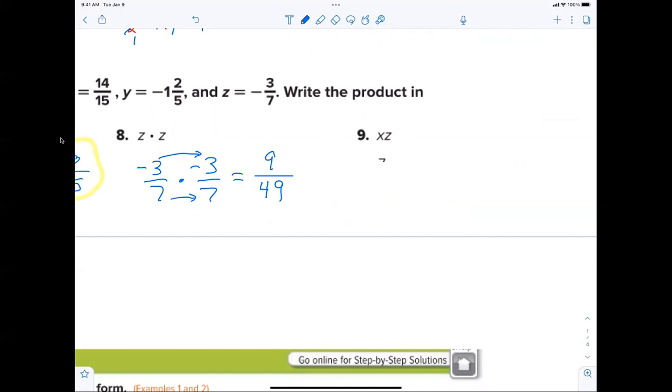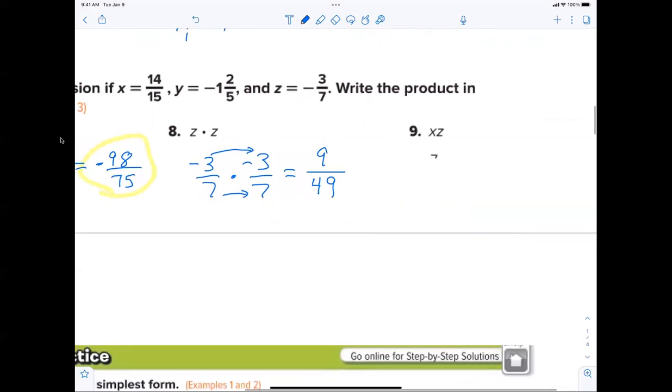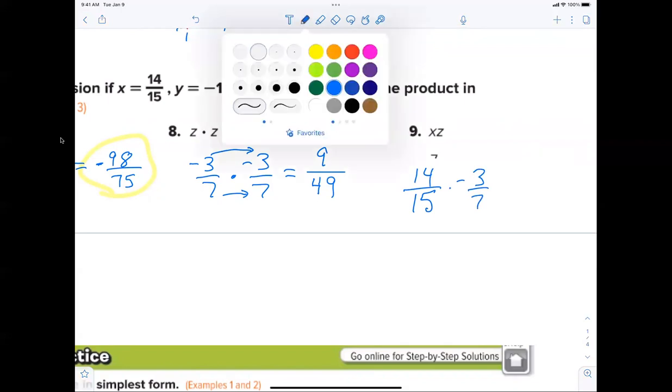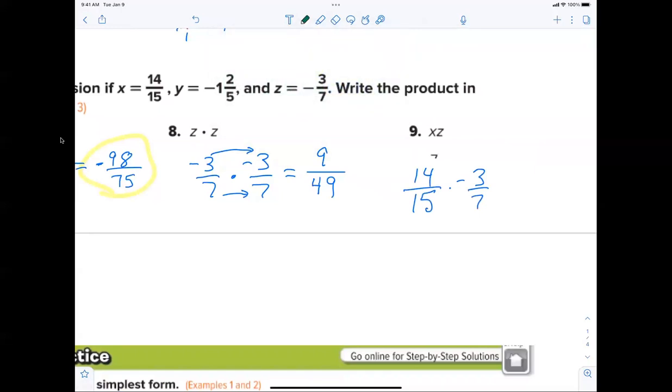Okay. So 14 over 15 and 3 over 7. But hold up. 14 over 15. Give me a second. I got to write this out. 14 over 15. And then Z is -3 over 7. All right, now can anything reduce? It's 14 and 7 and 15 and 3, so it's 5 where 15 supposed to be and 1 where 3 is, and 2 where the 14 supposed to be and 1 where 7 is.